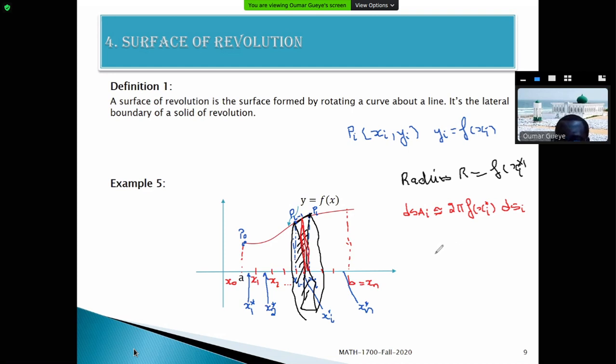Okay, so basically we have something like that. We have our disk. And this is your axis for rotation. And this is the radius, which is f of xi star. And this side, the height of your disk, is very small, dsi. And the volume is given by this equation. Not the volume, the surface area. I mean, the lateral area. Okay, so you can see this formula.